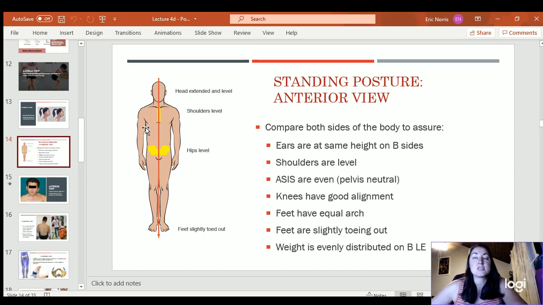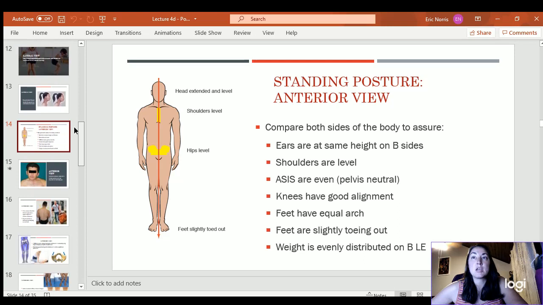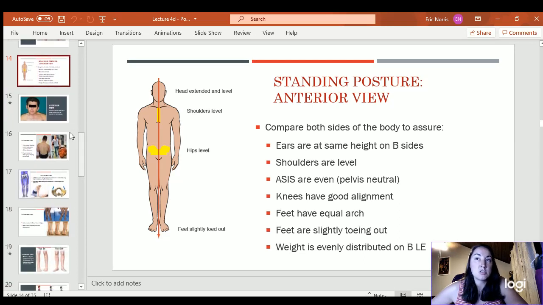Some of these things are really slight, hard to tell unless they are standing right behind a plumb line. So it's good to have a plumb line in your facility so that you can compare and see if the slight deviations are there.